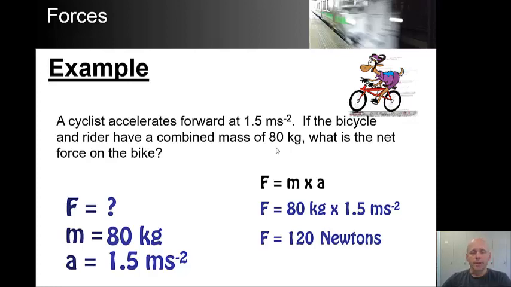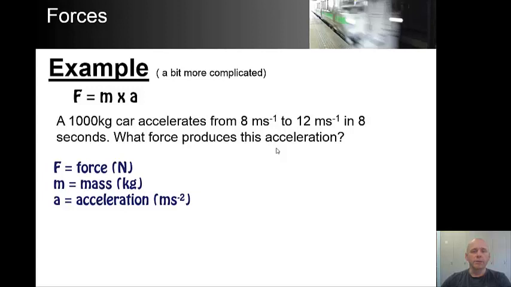Alright, let's try another example. This one's a little bit more complicated. It's going to take 2 steps, but you should be able to handle it. You've done this before. So in this question, a 1,000 kilogram car accelerates from 8 meters per second to 12 meters per second in 8 seconds. What force produces this acceleration? So again, we're looking for force, so that's where our question mark goes. That's what we don't know.